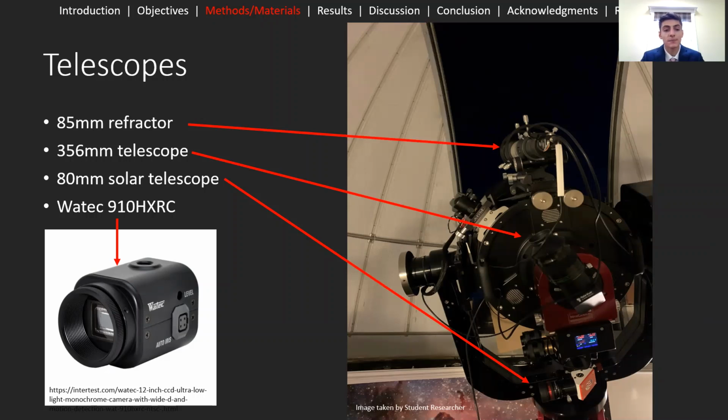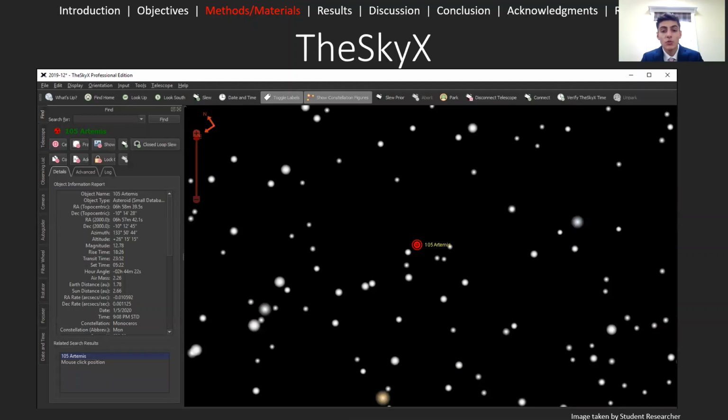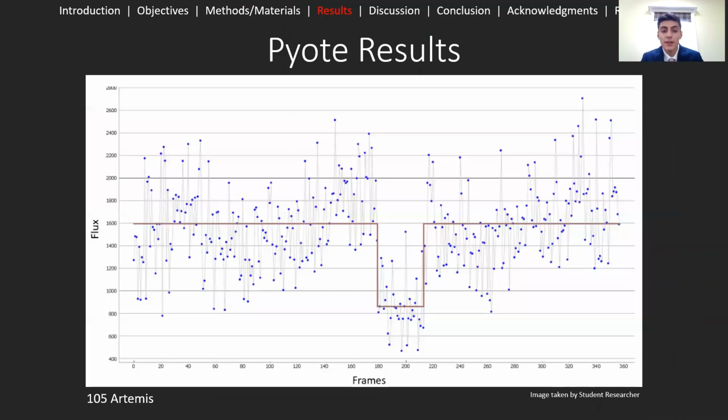asteroidal occultations. The program I use to control the telescope is called TheSkyX, and TheSkyX is a very simple program that uses a multitude of star catalogs to locate objects in the night sky. Here, I was locating asteroid 105 Artemis, seen there in the center of the image, and once I locked onto it, I simply hit slew to, and then the asteroid is tracked throughout the night sky. Once the asteroid is tracked, I can then run an exposure test and then move to observing and then analyzing the event. The first step in the analysis process is uploading the data to PyOTE.